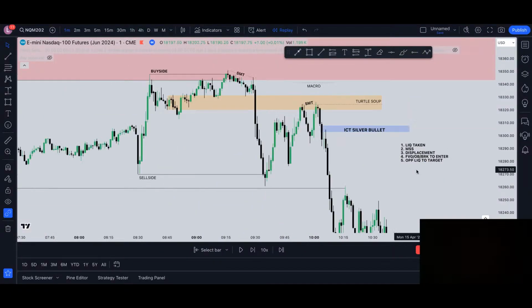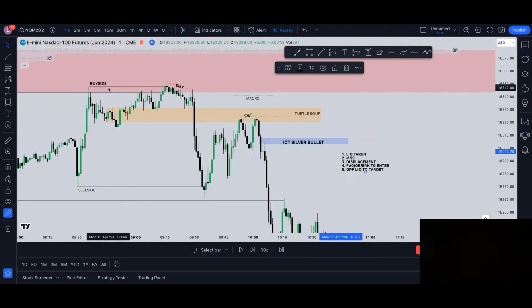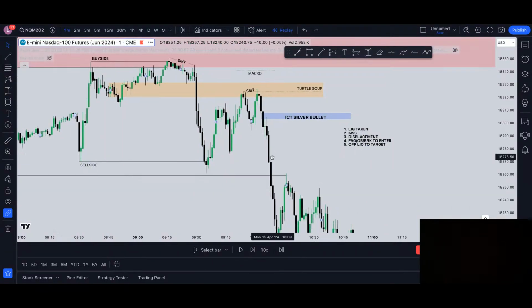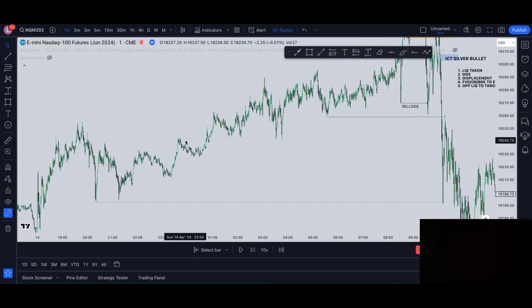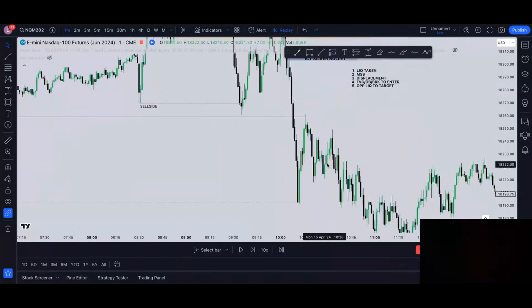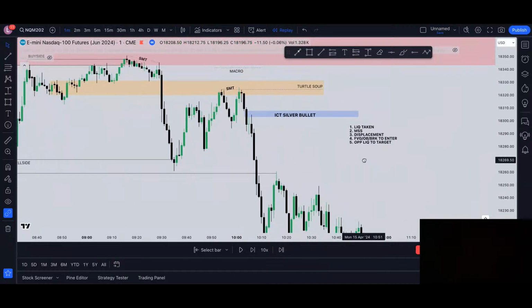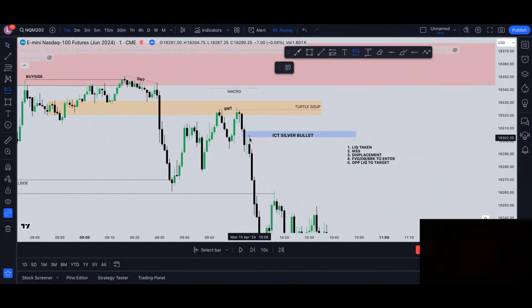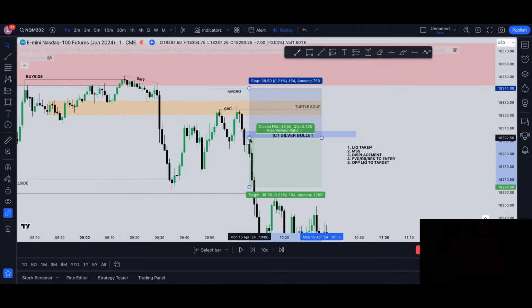This is the rule I use for entries: liquidity taken, market structure shift, displacement, market structure shift, fair value gap, order block or breaker to enter, opposite liquidity to target. And we have this liquidity, we have London lows, we have Asian lows, and we'll try to target low hanging fruit. You go short in this breaker, in this fair value gap.